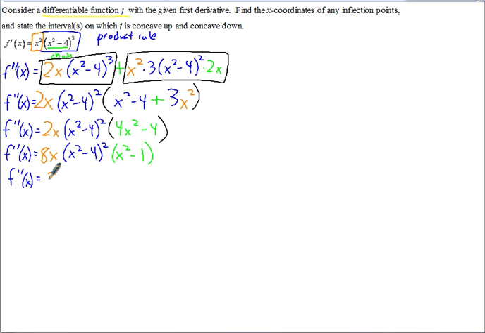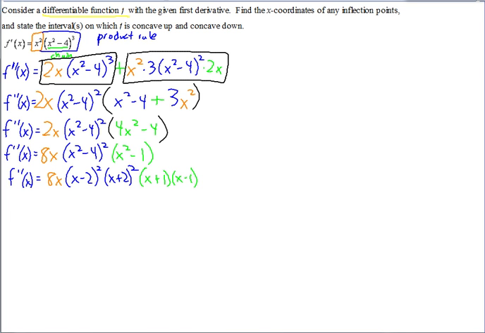So we've got 8x. Now for this x squared minus 4 squared, notice that would factor into x minus 2 times x plus 2 if it wasn't squared, right? But there's 2 of them, right? Squared, so you're going to have 2 of each, 2 of the x minus 2s and 2 of the x plus 2s. So if you want to make it easier, you can factor x minus 2 squared and x plus 2 squared. And then x squared minus 1 factors into x plus 1 and x minus 1.